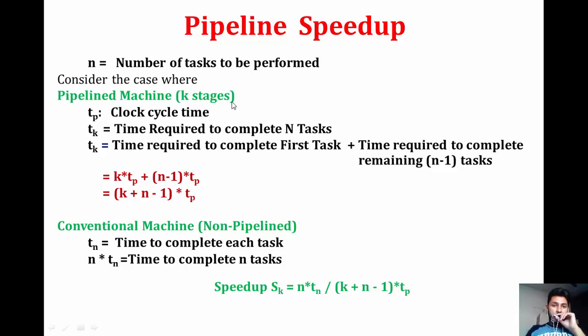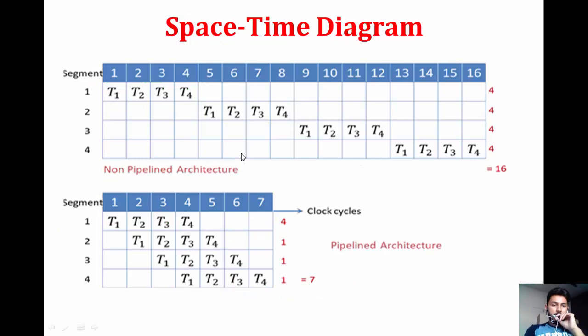In the previous example we have 4 segments, right? So tp is the clock cycle time, and tk is the time required to complete n number of tasks. That means the total time required to complete n number of tasks. In this scenario, the total time required in a pipeline manner is 7. How is 7 getting achieved?